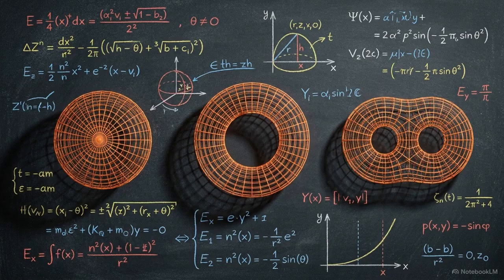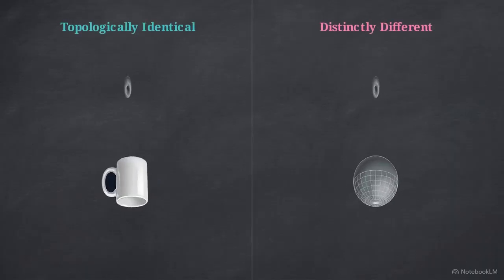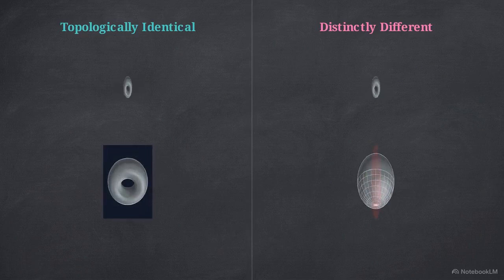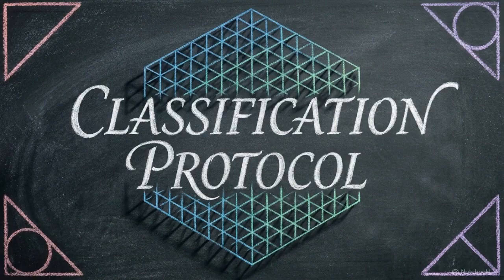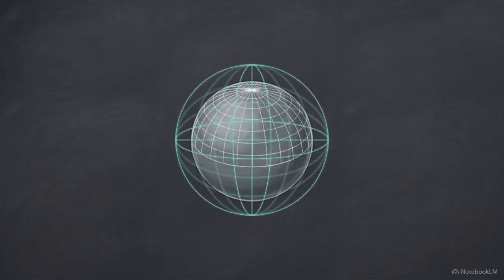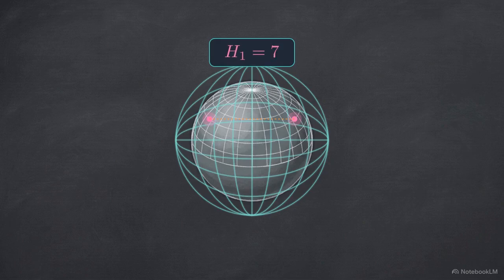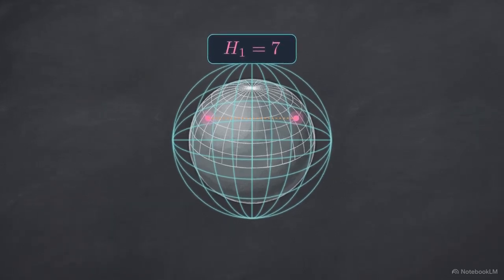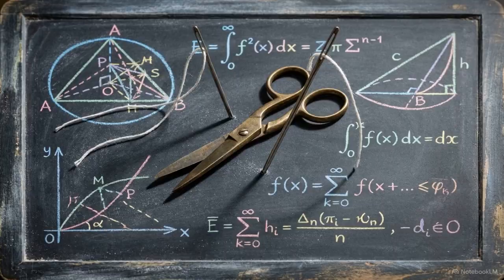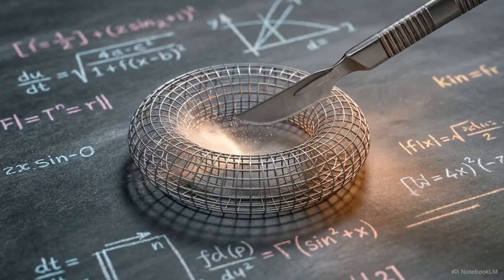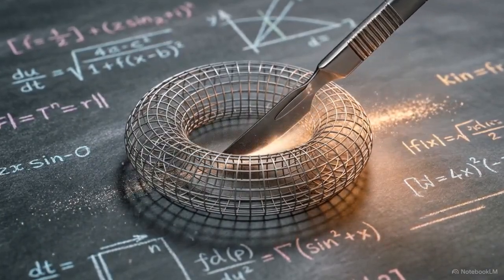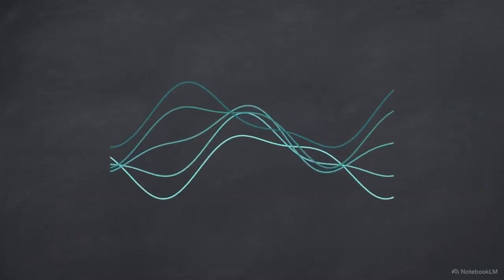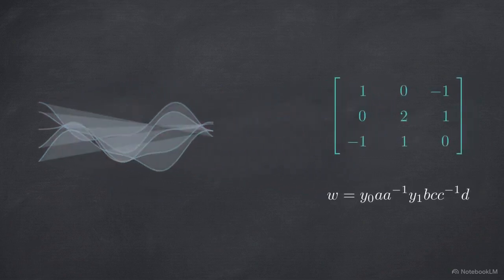The objective is to rigorously classify compact surfaces. We need a systematic way to guarantee that two folded shapes are either topologically identical or distinctly different. We will rely on two mathematical mechanisms to do this. The first is homology, which serves as our mathematical measuring tool to quantify the structure of these spaces. The second mechanism is cutting and pasting. This acts as our geometric construction toolkit, allowing us to physically cut surfaces open and stitch them back together into standard forms.